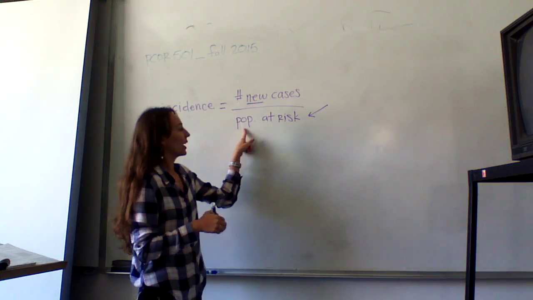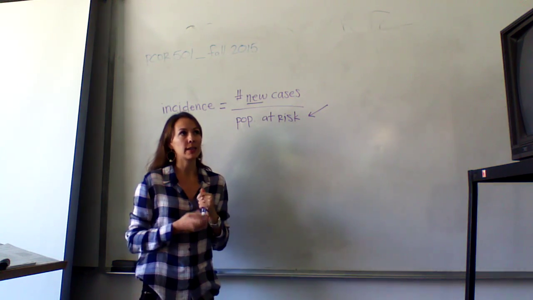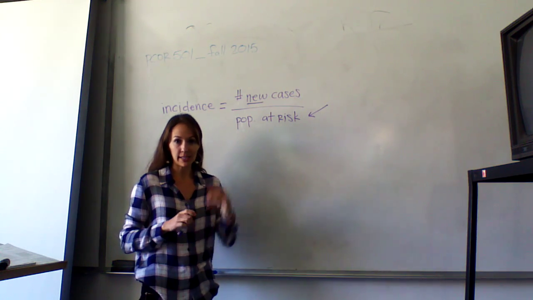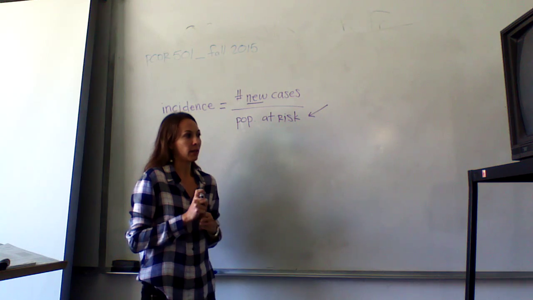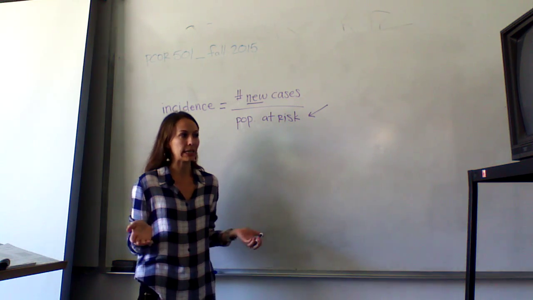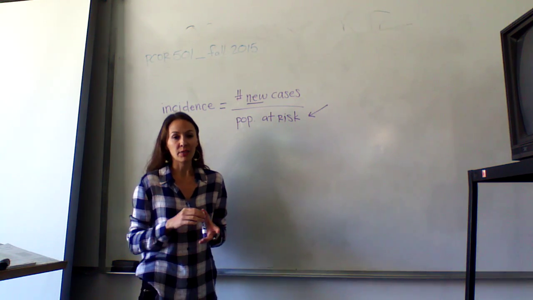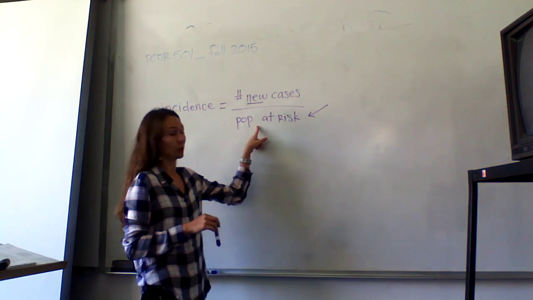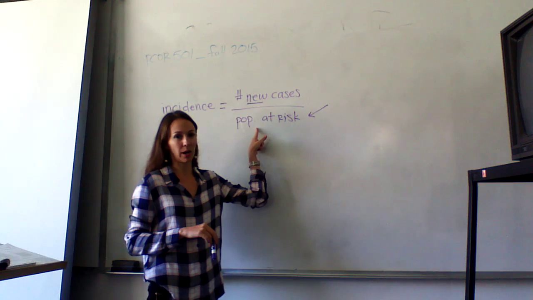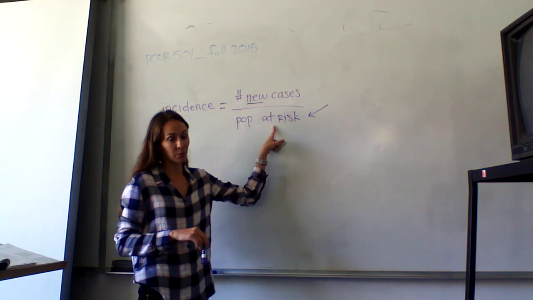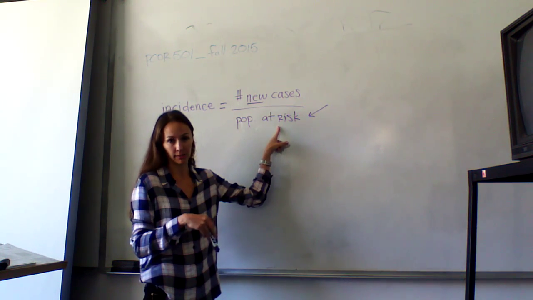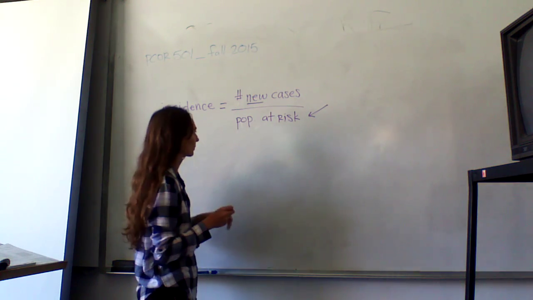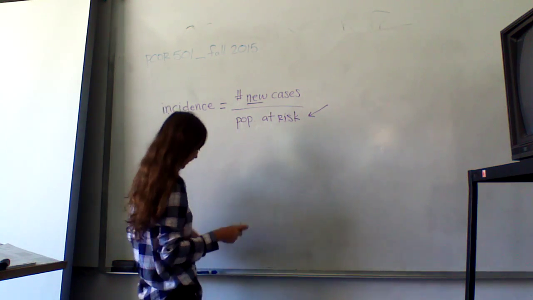Okay? If it's an infectious disease example, they have to be at risk for getting that disease. So let's say that we're studying incidence of HIV. If the person already has HIV at the beginning of our study, when we're counting who is in our population at risk, then they're not at risk because they already have the disease. So you have to subtract out those people who have that disease. Okay.